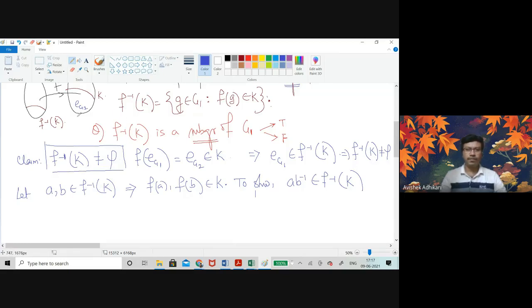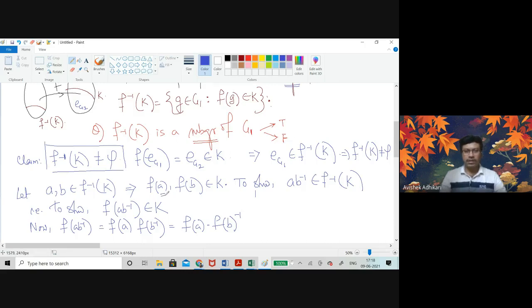Okay. So to show that this belongs to F inverse K, that means you need to show F of A B inverse belongs to K. So that's from the definition of F inverse K. Now, what is this value? F of A B inverse equals F of A times F of B inverse, and we have already seen a few properties of things like (FA into FB) whole inverse.